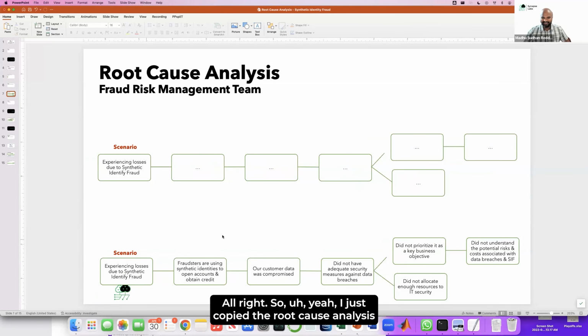All right. So yeah, I just copied the root cause analysis that we did for this as a cybersecurity team. And now you need to do more of a working session, you being part of the fraud risk management team.